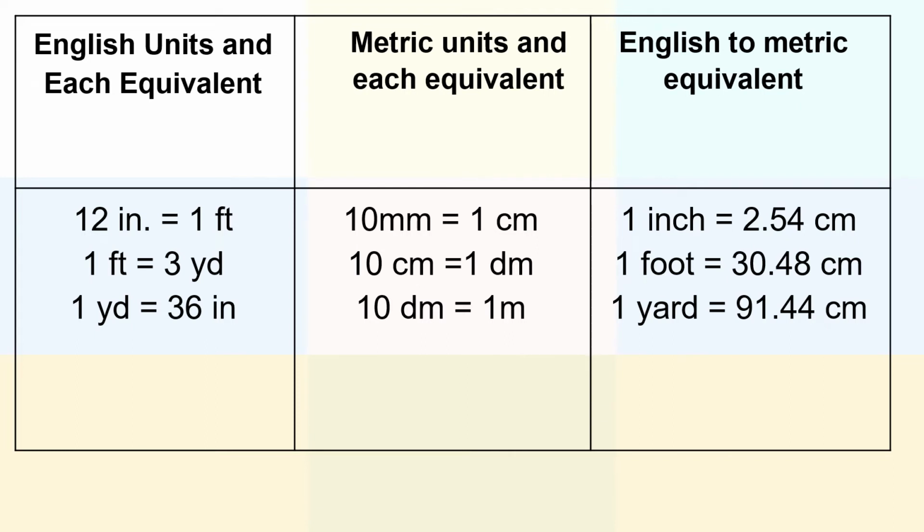For the metric units and each equivalent, 10 millimeters is equal to 1 centimeter. 10 centimeters is equal to 1 decimeter. And 10 decimeters is equal to 1 meter. Now, for the English to metric equivalent, we have 1 inch is equal to 2.54 centimeters, 1 foot is equal to 30.48 centimeters, and 1 yard is equal to 91.44 centimeters.